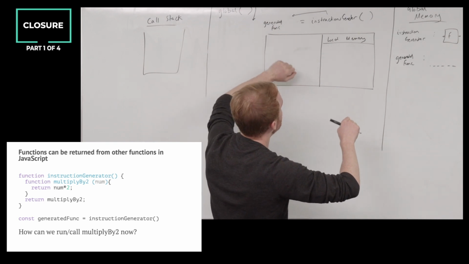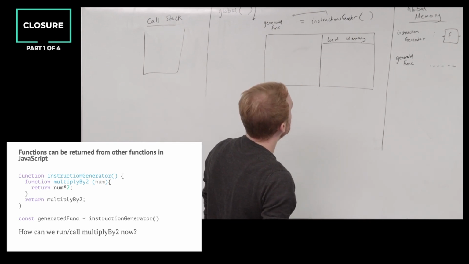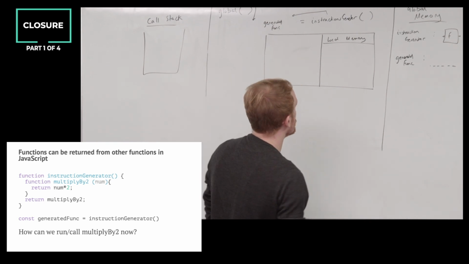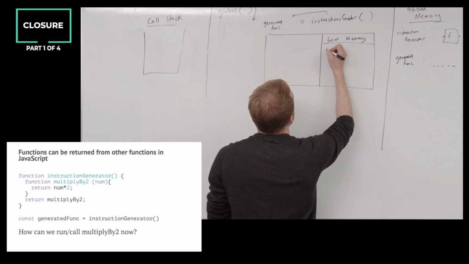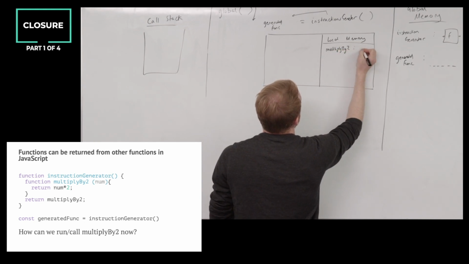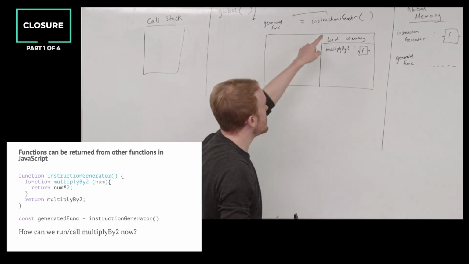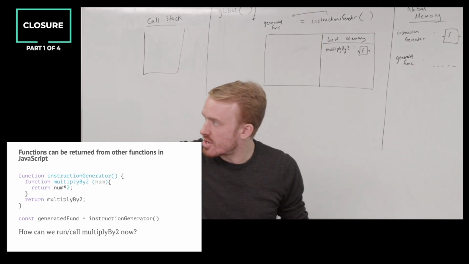Right, in we go. What's the first thing we do inside of this function? We declare a function, multiplyBy2. Yeah, store it in local memory. And it's stored in local memory, not in global memory, note. It's stored in local memory because we're declaring it inside of instructionGenerator.